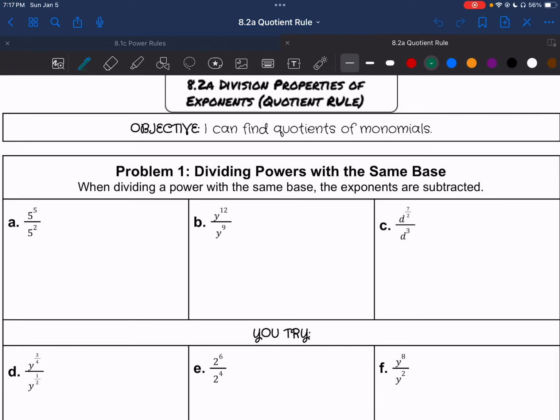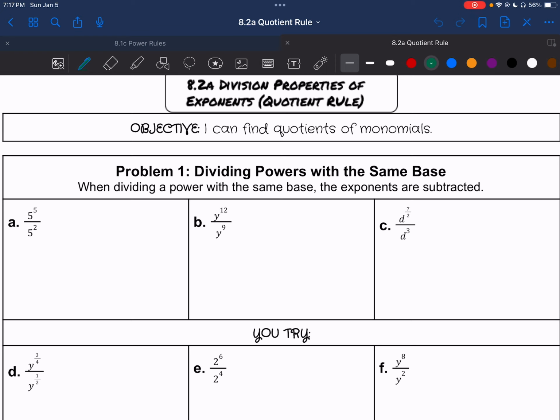Hello, and welcome to Module 8.2a, Division Properties of Exponents, the Quotient Rule. Our objective for today is that I can find quotients of monomials. Problem 1, dividing powers with the same base.